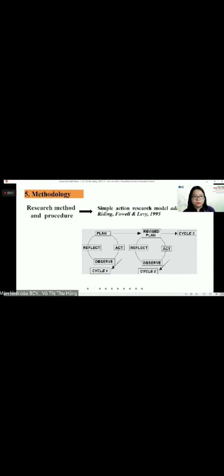and methodology. In this study, the researchers used action research, because through action research, teachers may increase both their personal competence and the learning of their students. The outcomes of this study in a classroom setting are intended to improve the quality of pronunciation instruction and learning. The research method and procedure here is the simple action research model adapted from Kemmis and McTaggart and Levy in 1995, and there are 4 steps in a cycle: plan, act, observe, and reflect, and repeat.